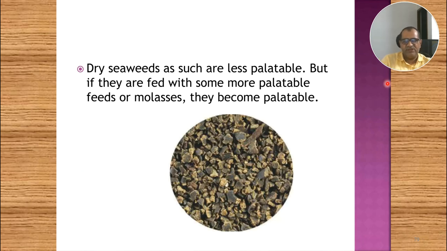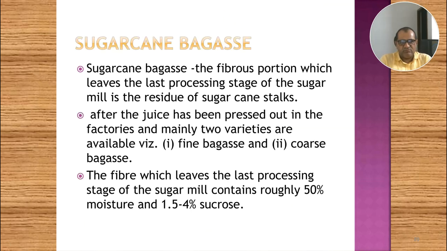What we can see here is the pressed material, and this can be made palatable if we add it to the molasses or other feed ingredient. Then sugarcane bagasse is another byproduct which leaves the processing stage of the sugar mill and is the residue of the sugarcane stalk. So after juice is extracted, two varieties are available.